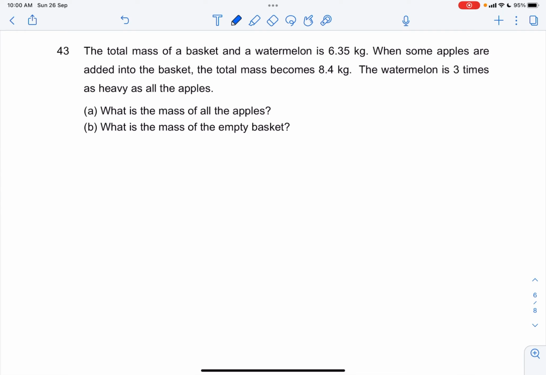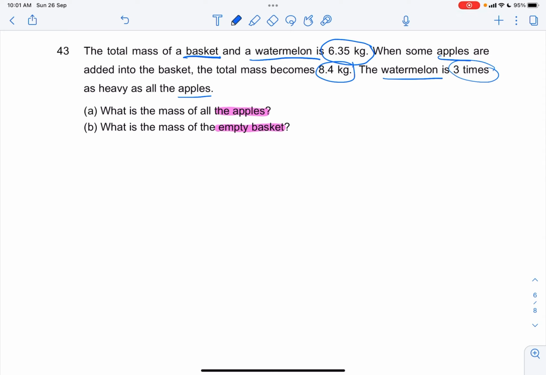Question 43 is an interesting one. The total mass of a basket and a watermelon together is 6.35 kg. Then we add some apples to the basket and the total mass is now 8.4 kg. What we do know is that the watermelon is 3 times the mass of the apples. So for A, how heavy are the apples? And B, how heavy is the empty basket?